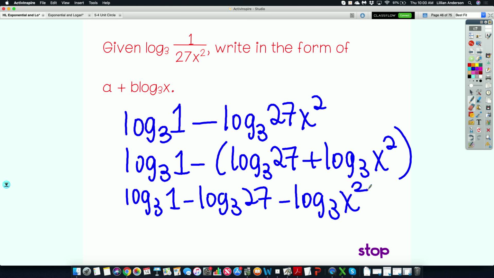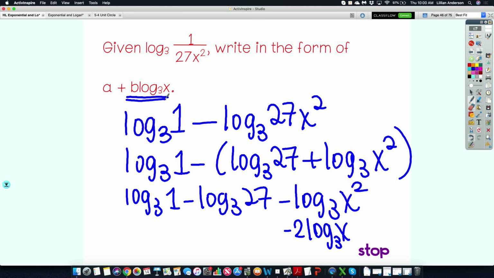But what? You move the exponent on the x into the front of the log. I can move that exponent to the front of the log. And now this part right here is in that form.